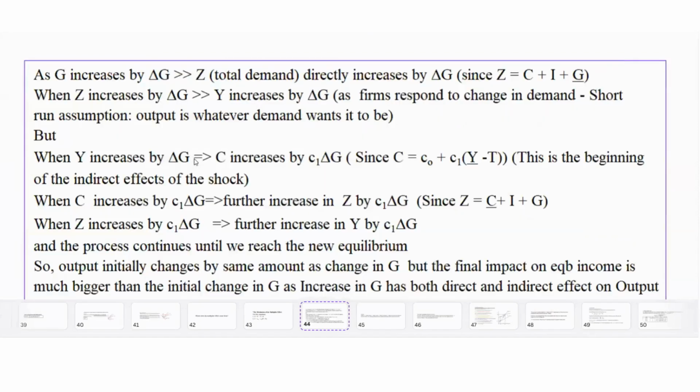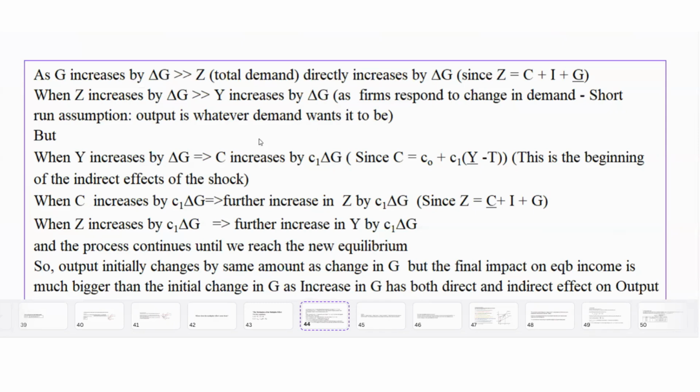This was a multiplier effect, right? We said, okay, when G increases, demand increases, that increases Y. But it doesn't stop here, because when Y increases, that increases C. And this was the beginning of the indirect effects of the shock. When C increases, that further increases demand, and when demand increases, that further increases Y. And this process keeps on going, right?